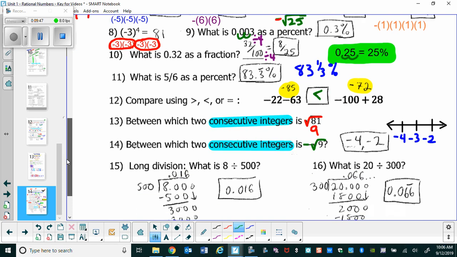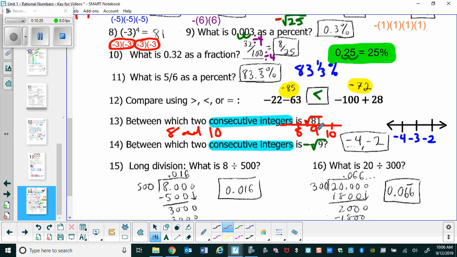Now, earlier in the school year, we had a warm-up where we talked about consecutive. Consecutive means just one right after another. So we're going to take the square root of 81, which is 9. And now I just want to ask you guys, on a number line, what two numbers is 9 between? There'd be an 8 over here on a number line, and then there'd be a 10 over here. So the answer to this one is 8 and 10. Square root of 81 is 9, and that happens to be between 8 and 10.